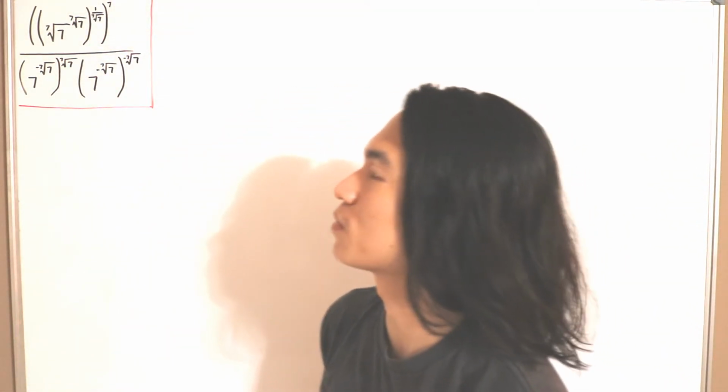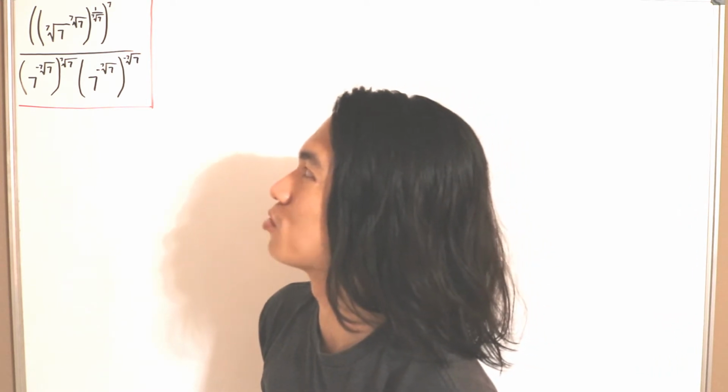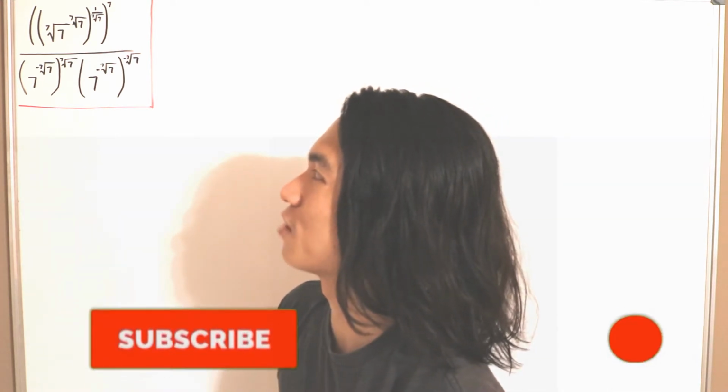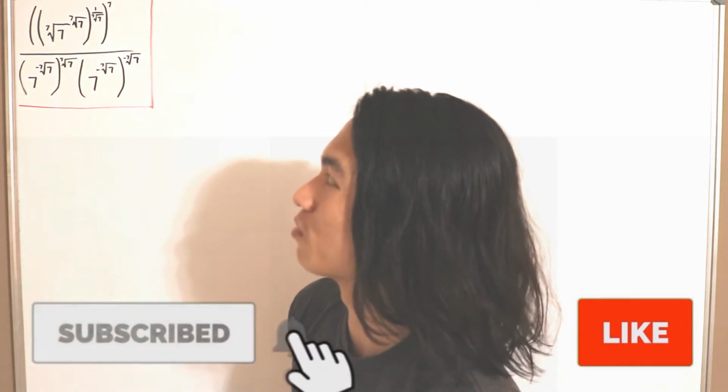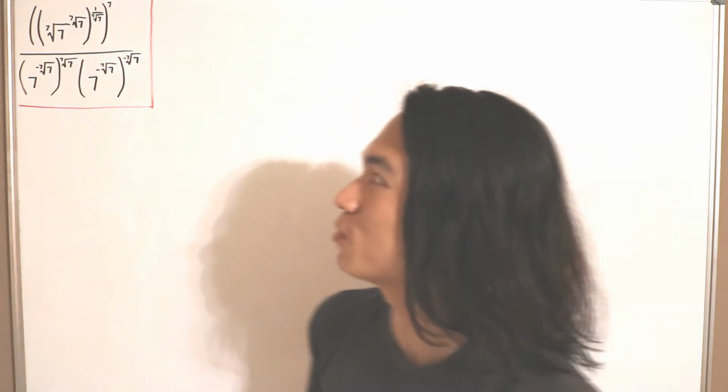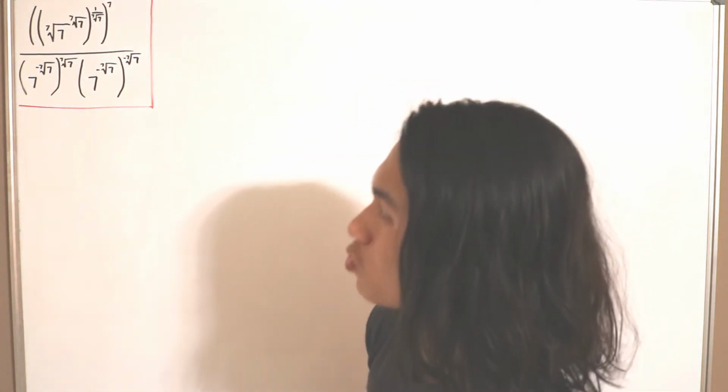Okay, so welcome back to another video. In today's video, this is the third algebra problem that involves a lot of a one-digit number along with a bunch of radical symbols as well. So let's see if I can read this in one try.